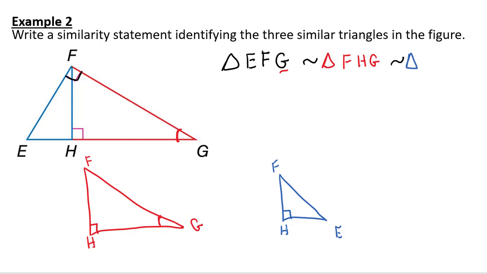So now my blue triangle. H is where my right angle is. H is going to correspond to angle F. Again, that's listed as my middle point. E is my common angle. E is listed first, so it goes here. So I have EHF.